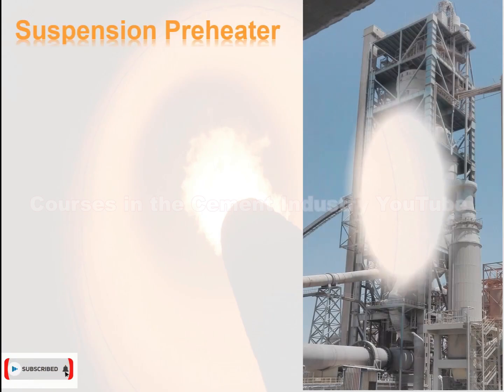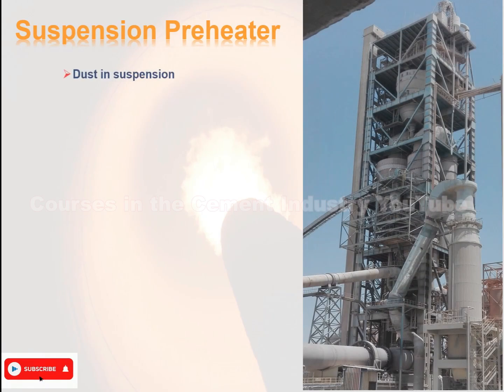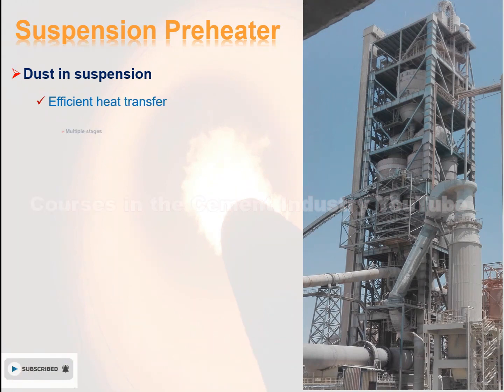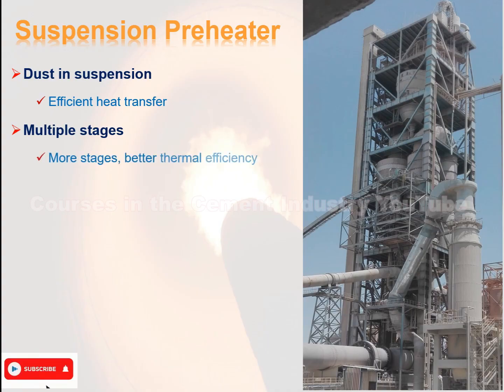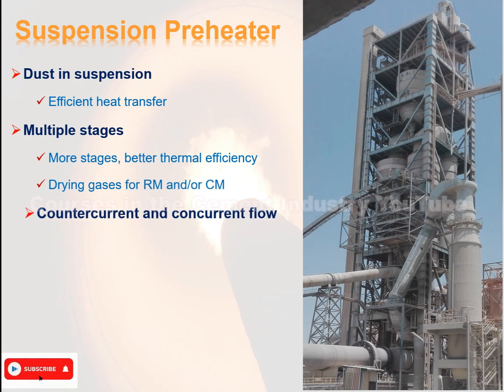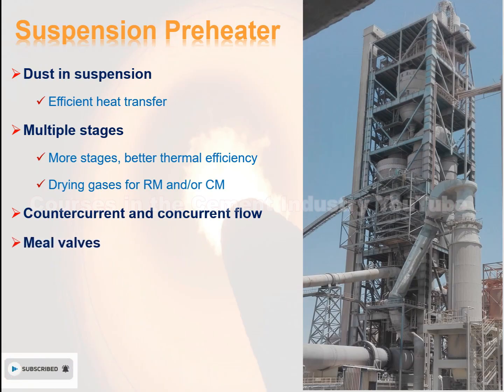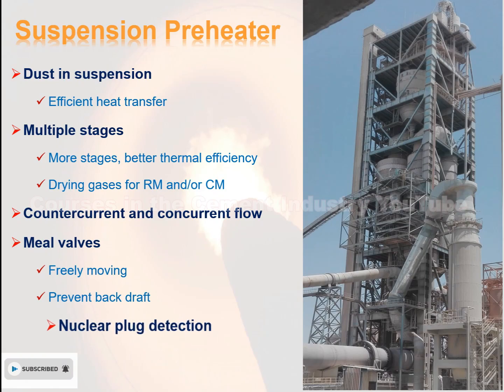Suspension preheater. 1. Dust in suspension: efficient heat transfer. 2. Multiple stages: more stages, better thermal efficiency. Drying gases for raw mill or cement mill. 3. Counter current and concurrent flow. 4. Meal valves, freely moving, prevent backdraft. 5. Plug detection.